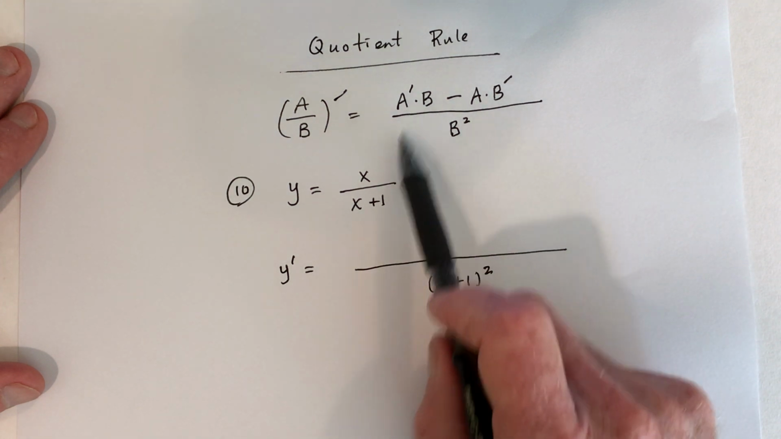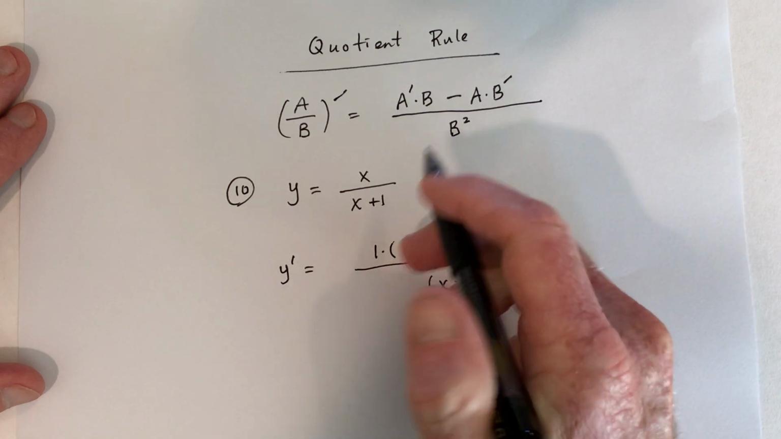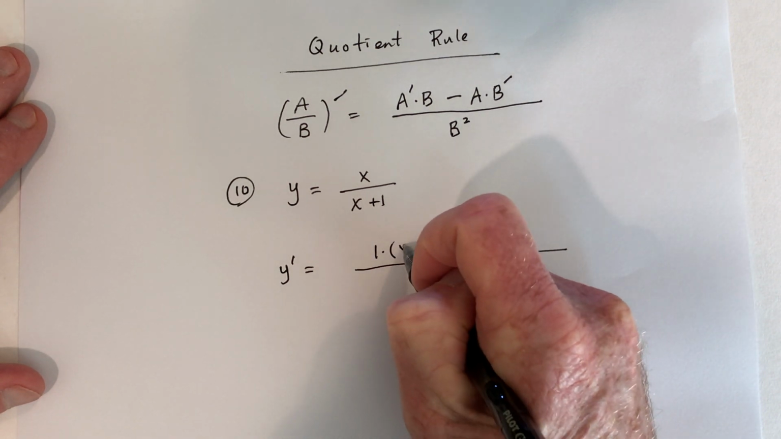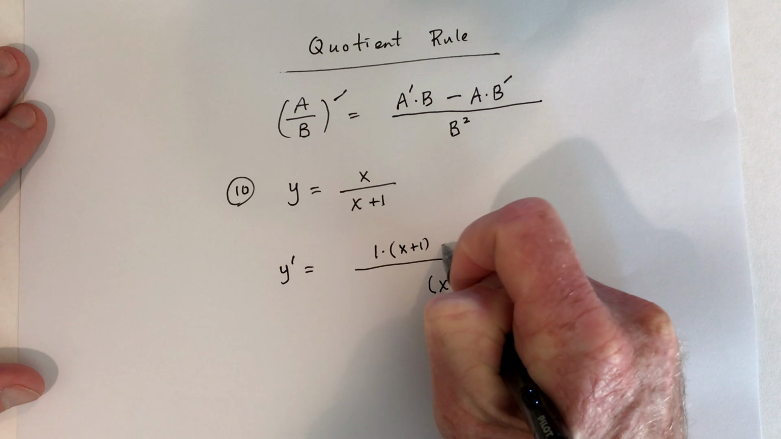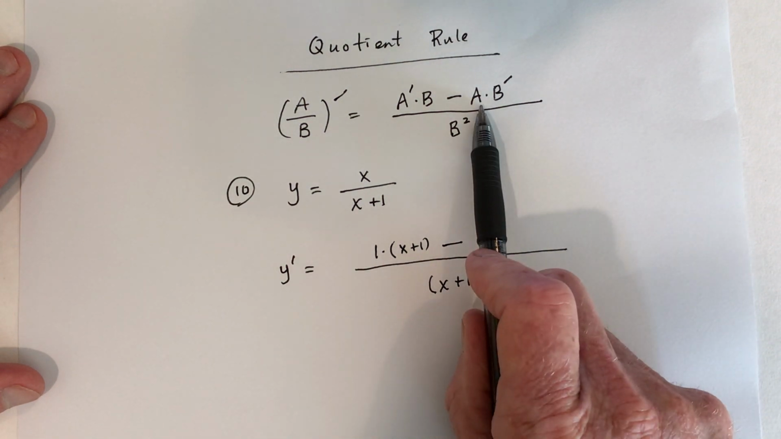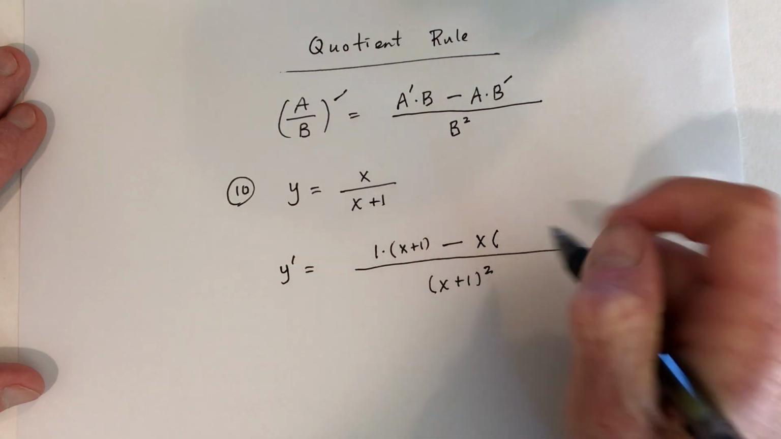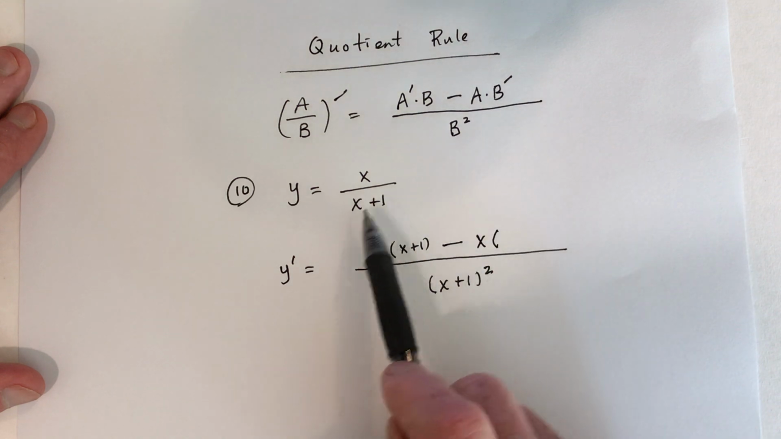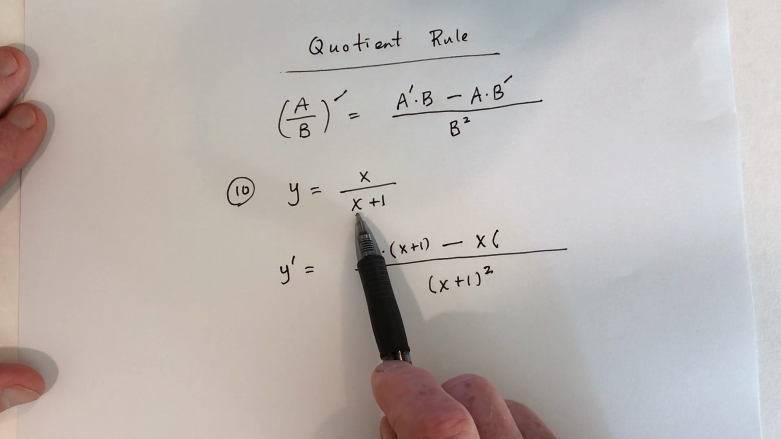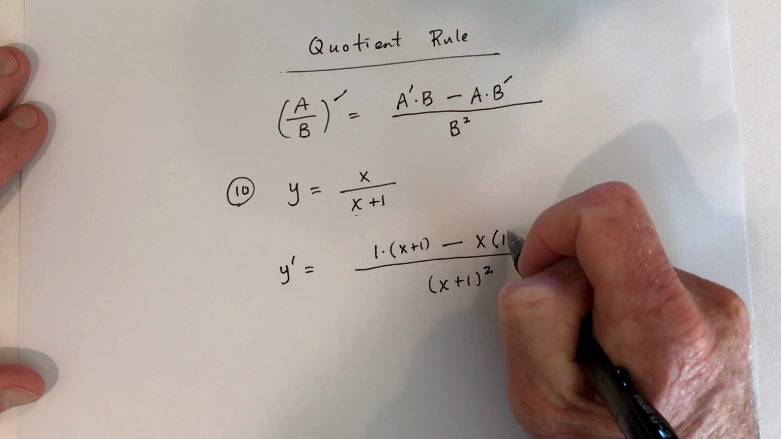Okay, now start with the a. The derivative of x is a 1. And whatever the bottom is, you just copy it down. Then the quotient rule goes minus. Now whatever the a is, just copy that down, x. And whatever the b is, the bottom, take its derivative. And the derivative of the bottom, well, the derivative of x is 1. The derivative of plus 1 is plus 0, so that means it's 1 plus 0, or just 1.